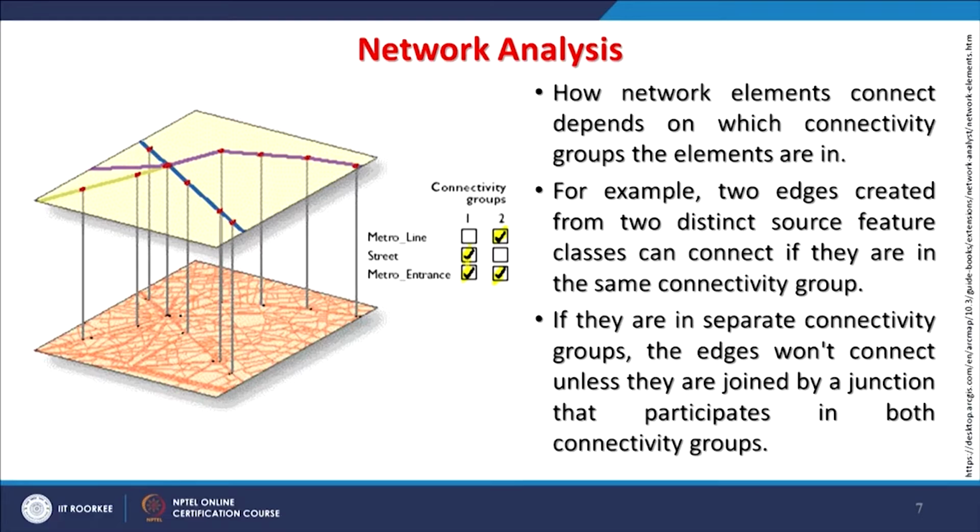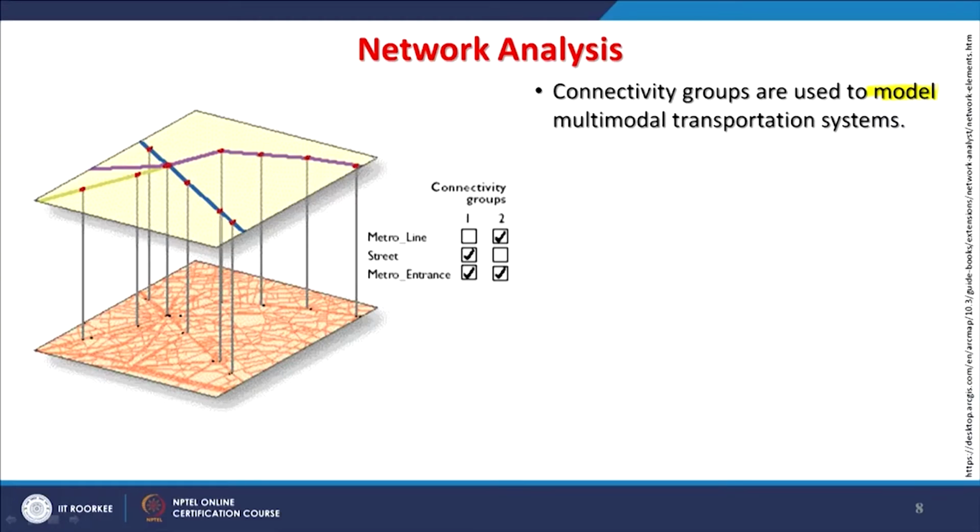That means there has to be a junction between metro entrance and metro line. Similarly, there has to be a junction between street and metro entrance. Then only you can have a proper network analysis. And connectivity groups are used to model, basically, what we are using GIS for ultimately many times, which is predicting something. Predicting, in this case, resources moving through a network.